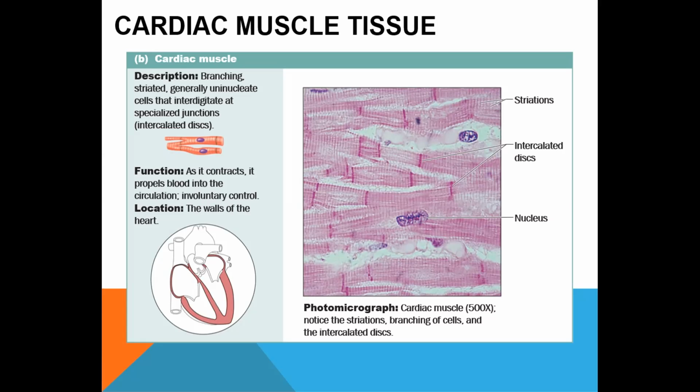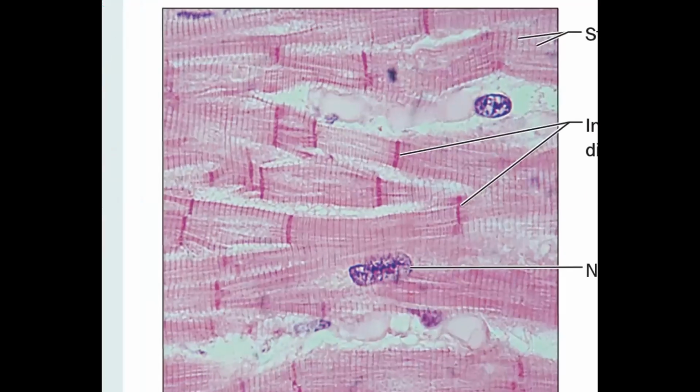Now, let's go over some of the differences here so that you don't get these confused on Thursday. Remember, I'm giving you the answers to the test now. It's just up to you to study. These muscles are fibrous and striated, but they branch differently than skeletal muscle does. They're uninucleated, they only have one nucleus, but here's the big one. They have these intercalated discs. These intercalated discs separate one muscle fiber from another.